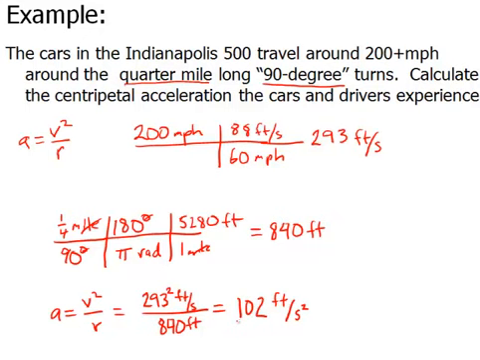What would be interesting to know, I think, would be how many G's this driver is experiencing. And to do that, I'll do a quick conversion. 102 feet per second squared, if I multiply that by 1 G, which is equivalent to 32 feet per second squared. So essentially divide 102 by 32. We get approximately 3 G's.